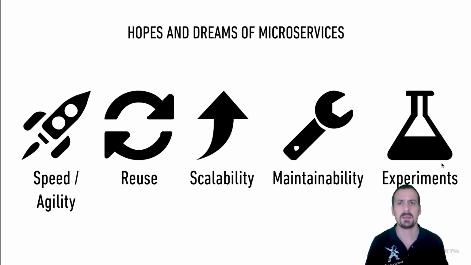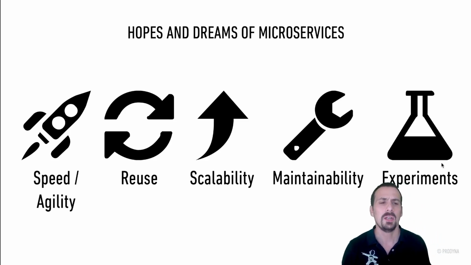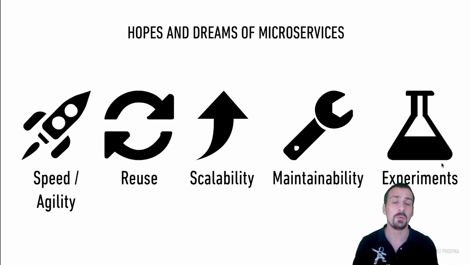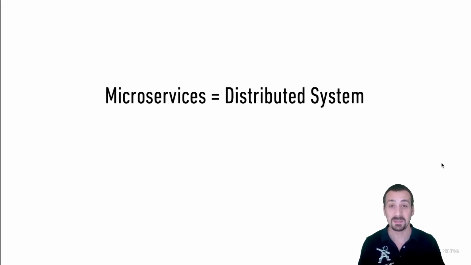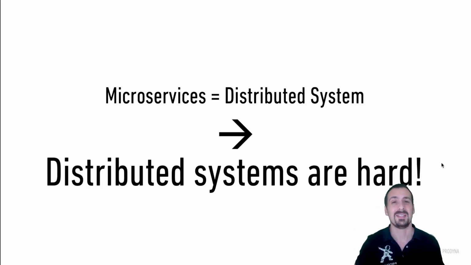One last aspect is the possibility or the ability to experiment with new technologies, with new programming languages, new frameworks, new tools. Because each service is independent, I can try out new things a lot easier than in a monolithic world. But there is a but. Microservices are by design a distributed system. And everyone knows distributed systems are hard.